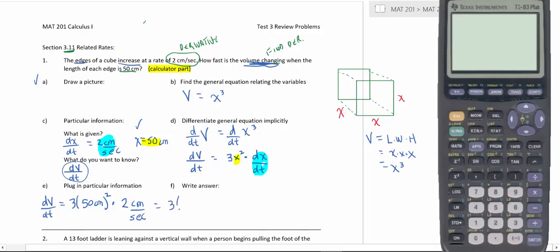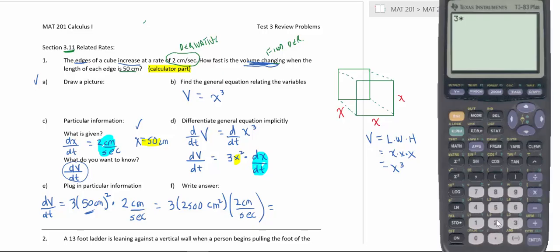So that's going to be 3 times 2,500 square centimeters, and then times 2 centimeters per second. I like to put the units in because this will help you make sense of the problem. You could use your calculator on this, because the arithmetic can get a little heavy on these. This is not too bad, though.